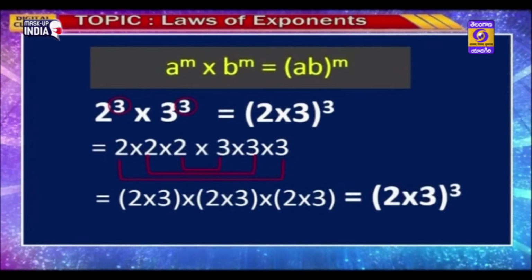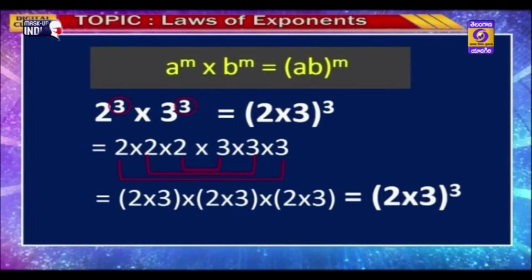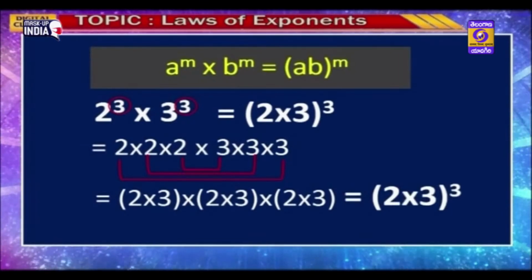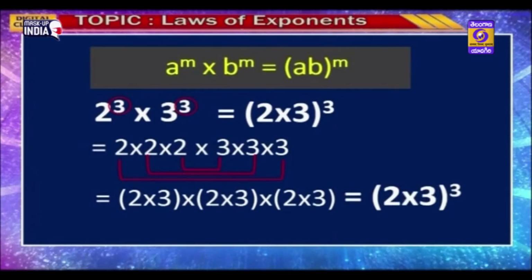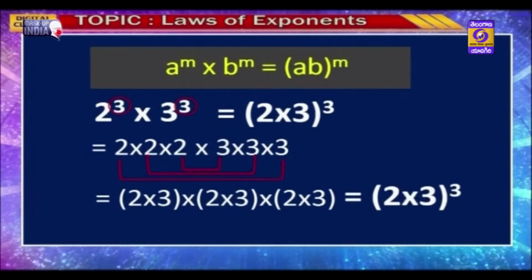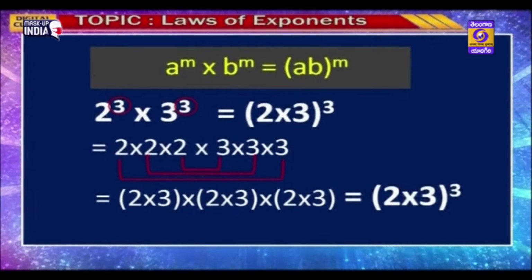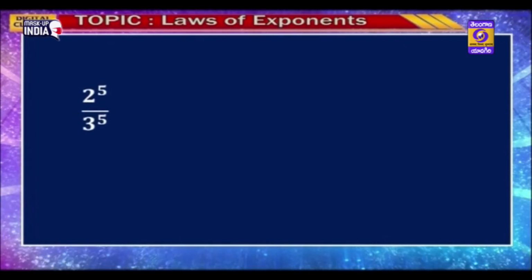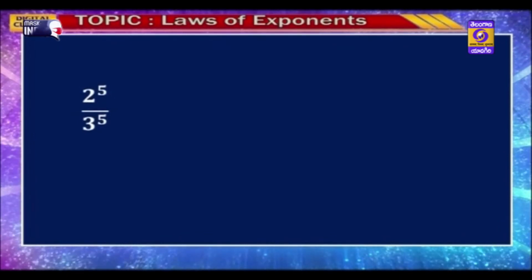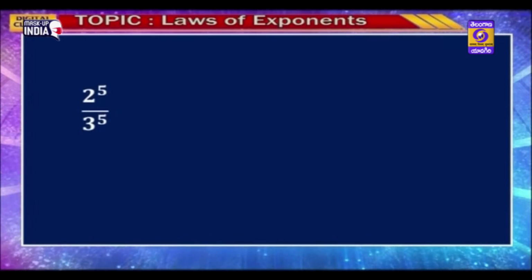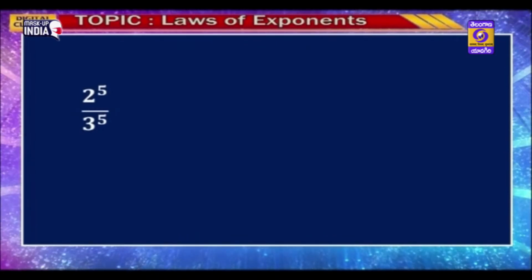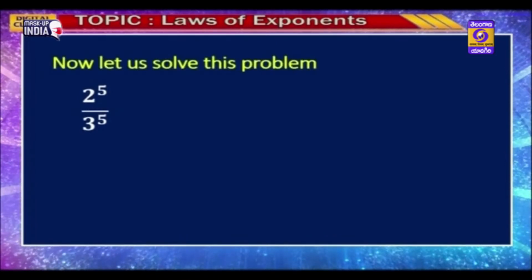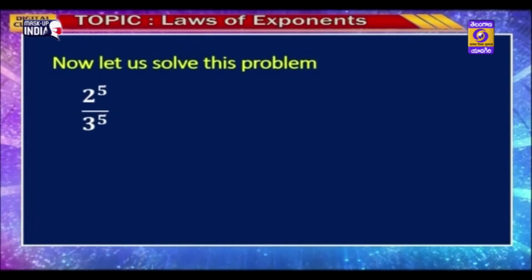When the bases are different, the powers are equal. Look here. So we can group the bases, we can multiply the bases and you can put one power like 3. The bases are different. Look at the powers. Are they equal? Yes, they are equal. 2 to the power of 5 by 3 to the power of 5. Now let us solve this type of problem now.